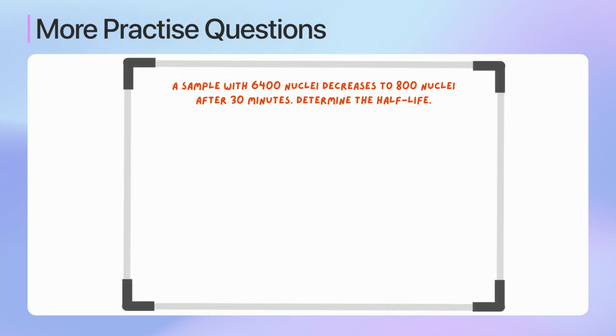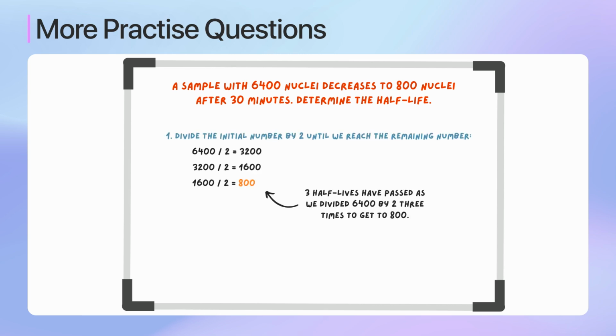A sample with 6,400 nuclei decreases to 800 nuclei after 30 minutes. Let's determine the half-life. Firstly, we need to calculate the number of half-lives. 6,400 to 3,200 is 1 half-life. 3,200 to 1,600 is 2 half-lives, and 1,600 to 800 is 3 half-lives. Hence, the total time for 3 half-lives is 30 minutes. This means 1 half-life is 30 minutes divided by 3, or 10 minutes.